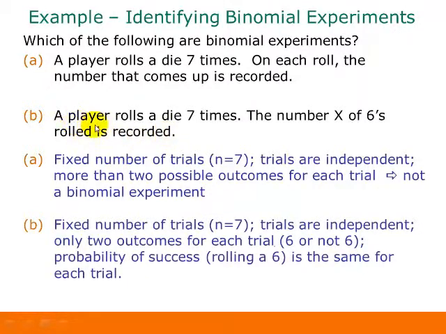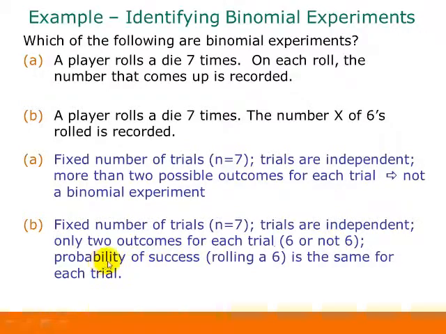Now this next experiment: if a player rolls a die 7 times and the number of 6s that comes up is recorded, this is the same setup to start with. We have 7 trials, the trials are independent, and now we have only 2 outcomes for each trial because all we're paying attention to is whether the die comes up as 6 or something else. So our 2 outcomes are either 6 or not 6. So we're meeting that requirement.